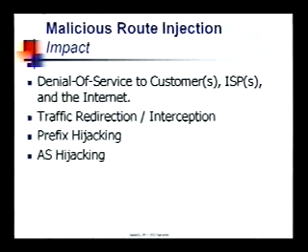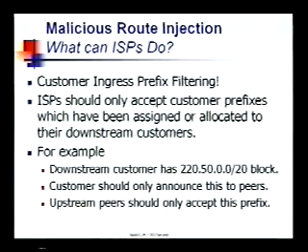Now, what can you do about it? Well, the impact is denial of service and hijacking, AS hijacking and prefix hijacking, right? That's our impact. What can we do about it? Number one thing is put ingress prefix filters on all your BGP speaking customers. It's not rocket science to do that, right?